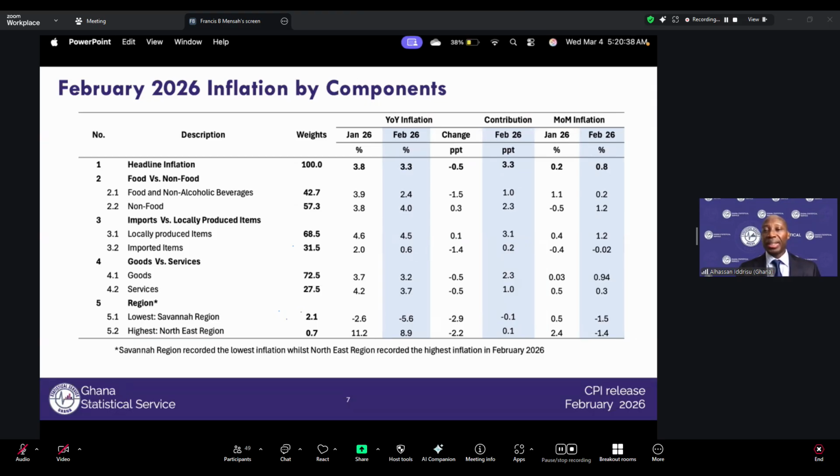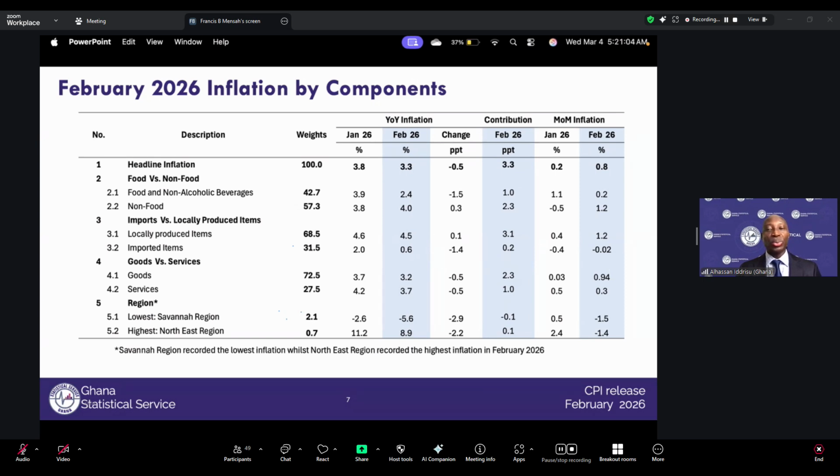Now, imported items contributed 6% to the overall inflation of 3.3% in February 2026. This suggests that exchange rate stability and easing global price conditions are helping moderate imported inflation. Domestic supply conditions remain central to overall inflation dynamics.